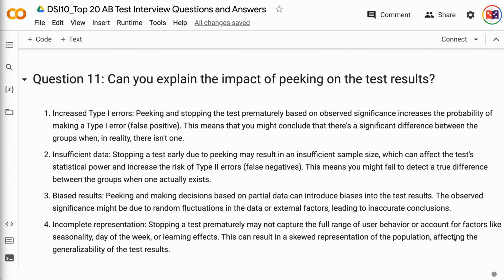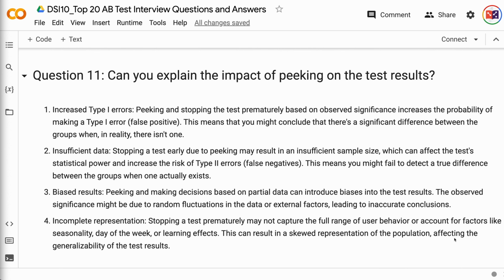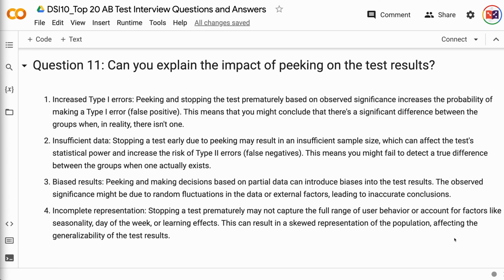Question 11. Can you explain the impact of peeking on the test results? 1. Increased type 1 errors. Peeking and stopping the test prematurely based on observed significance increases the probability of making a type 1 error. This means that you might conclude that there's a significant difference between the groups when, in reality, there isn't one. 2. Insufficient data. Stopping a test early due to peeking may result in an insufficient sample size, which can affect the test's statistical power and increase the risk of type 2 errors. This means you might fail to detect a true difference between the groups when one actually exists.